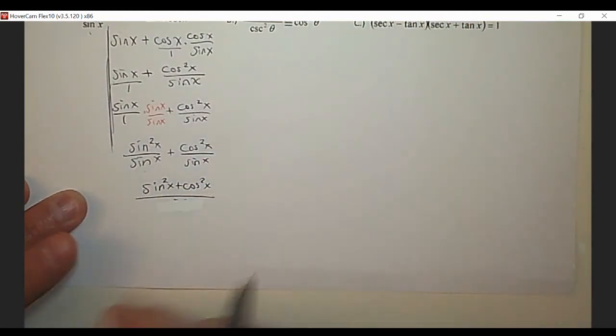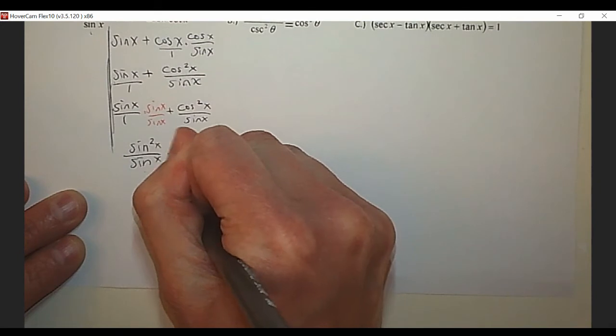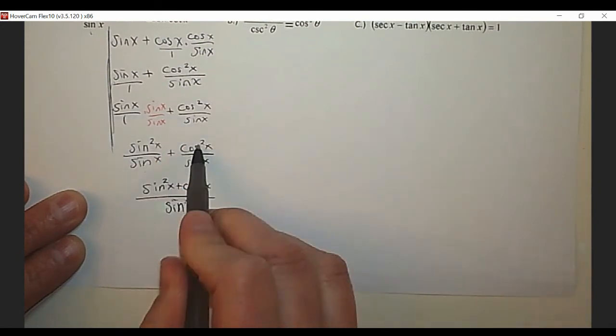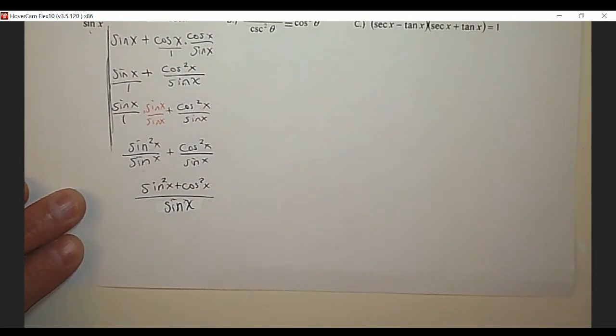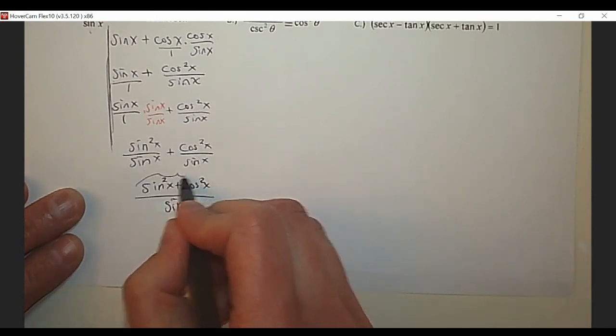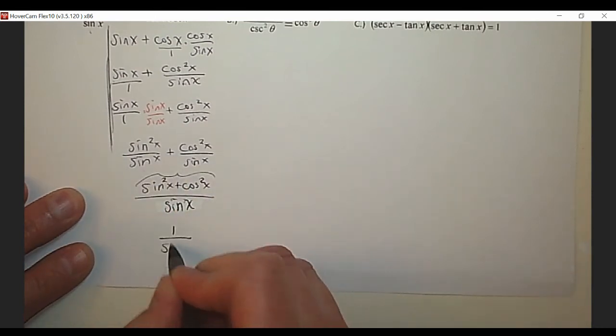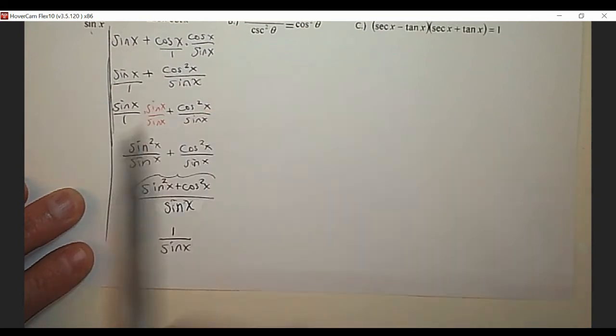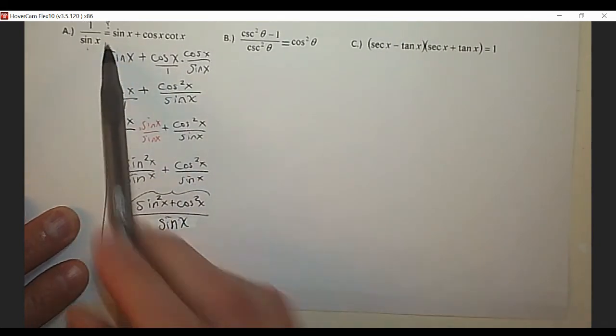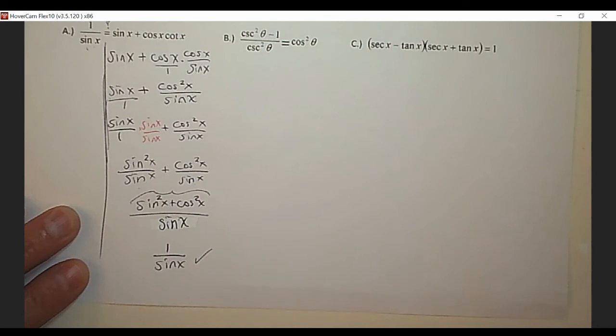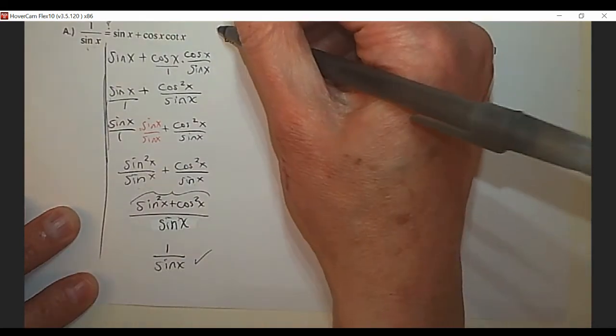When you're adding fractions, you keep the denominator the same. Don't change it, just add the tops, keep the bottom the same. And hopefully your eyes lit up when you saw sine squared plus cosine squared, because that's our basic Pythagorean identity. That's 1, which gives us 1 over sine x, which is exactly what we were trying to get. So that means we're finished. All right. That's not the only way to do this problem.